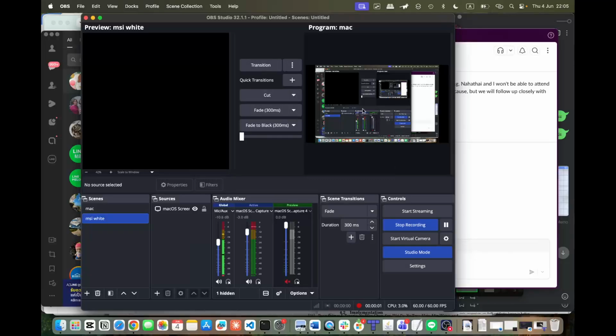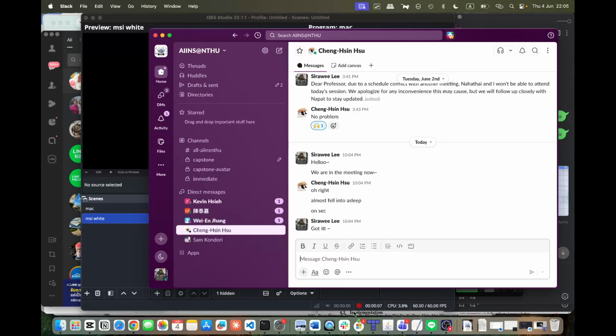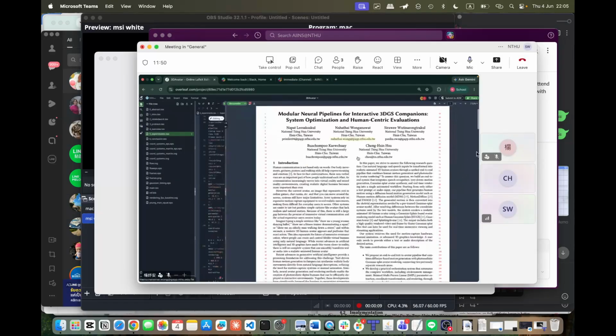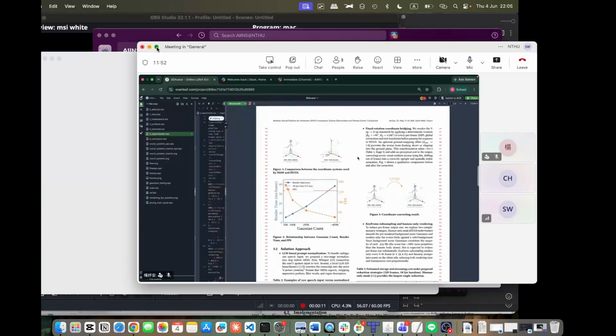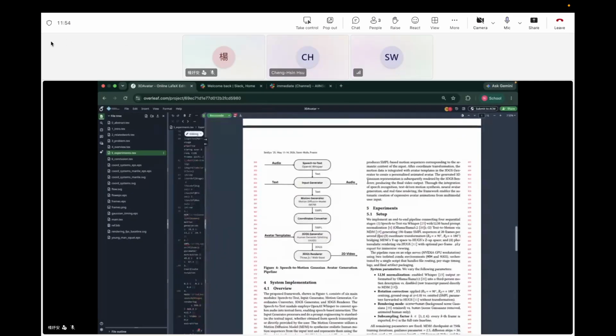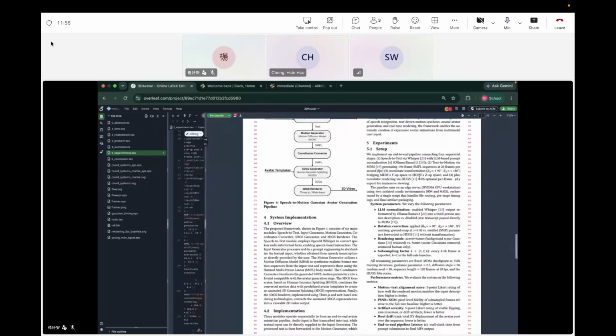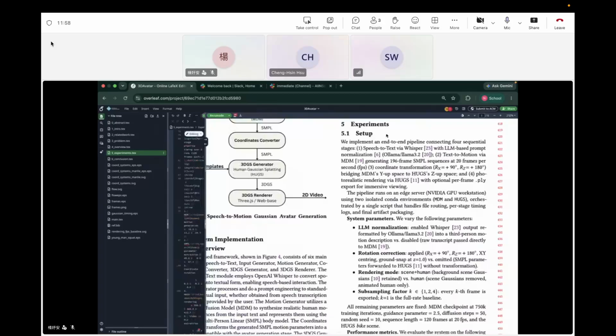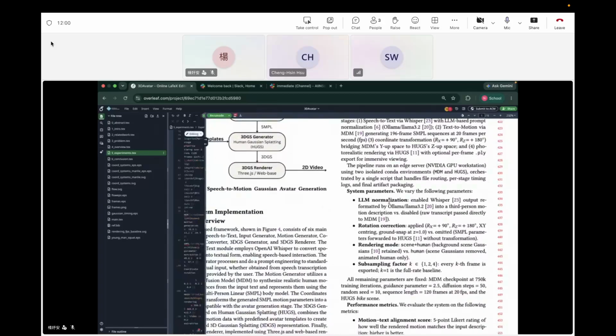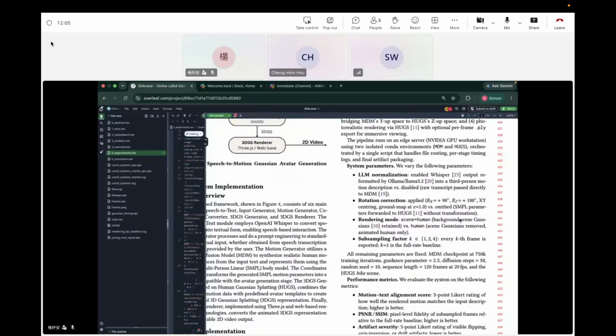So we want to update on what we did yesterday and today. We added what you commented on in the picture, which is section 5, experiment setup. So we have the setup, and then we add the system parameters, which are LLM normalization, rotation correction, rendering mode, and subsampling factors.